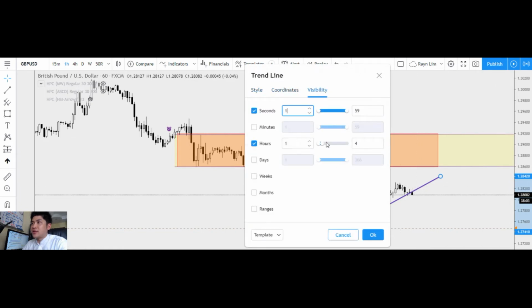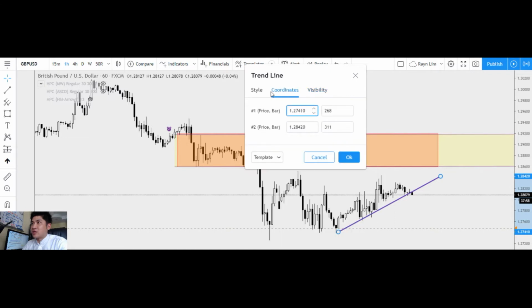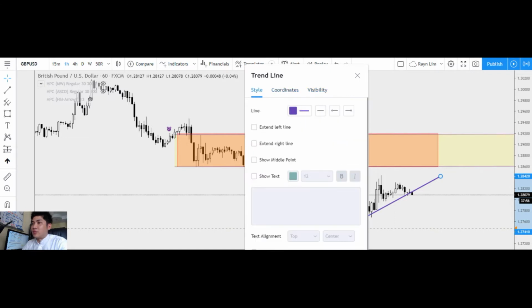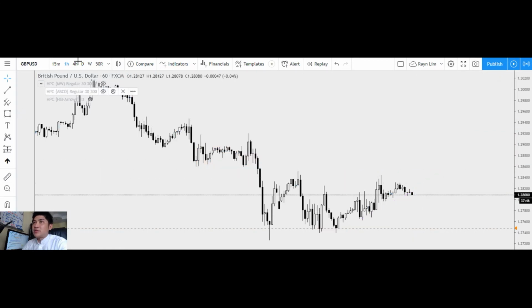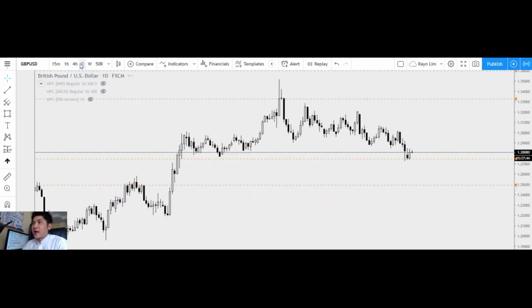And visibility, right now I'm very particular about it. I have to make sure that everything is on the setting that I'm looking at, because if I start drawing without limiting the time frames that I want, it will become very confusing. Alright, so let me just head back to the daily chart and share with you my analysis. On the daily chart, it is still a bullish trend. On the 4-hour and 1-hour, it is already in a bearish trend.